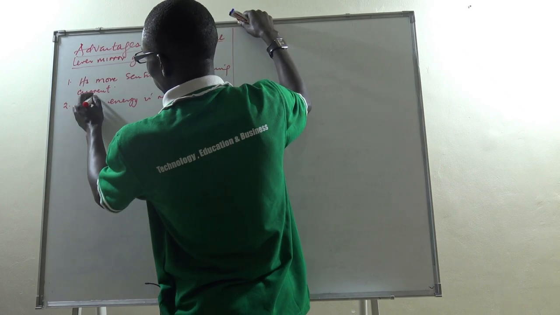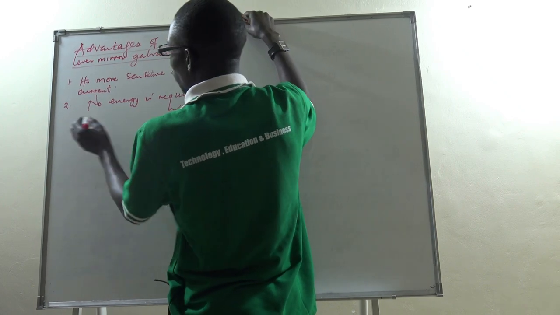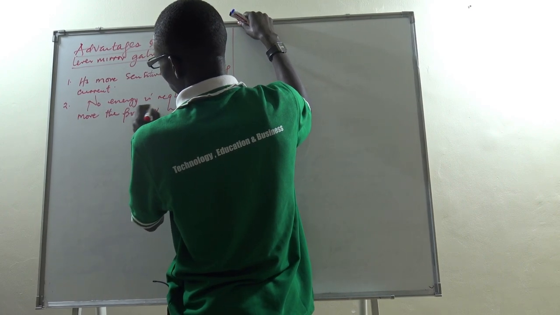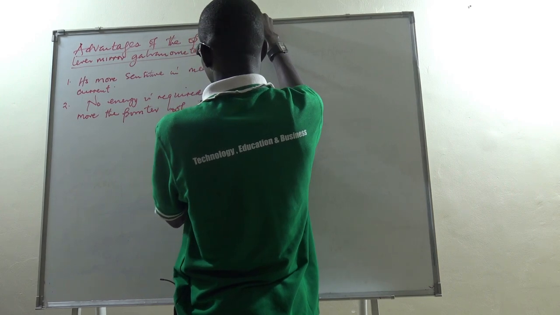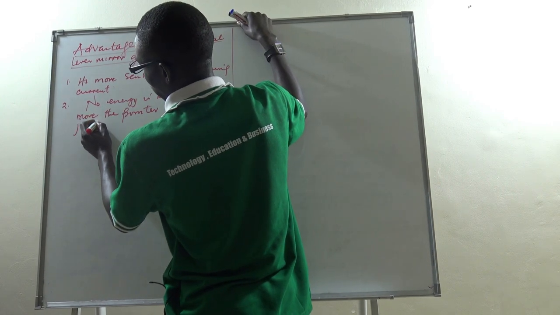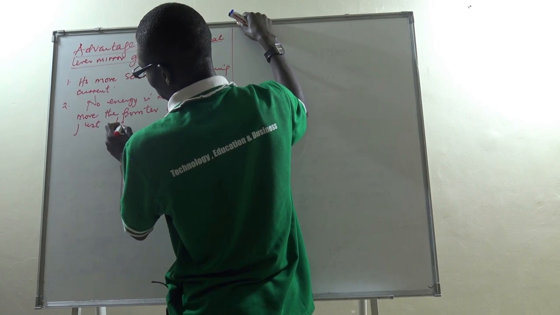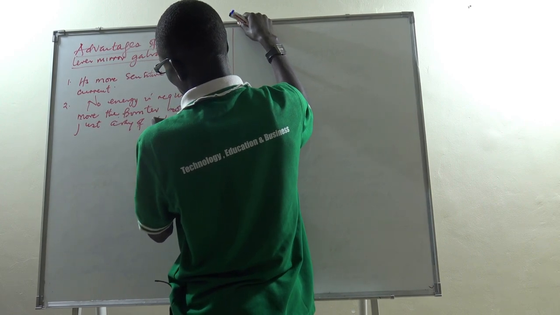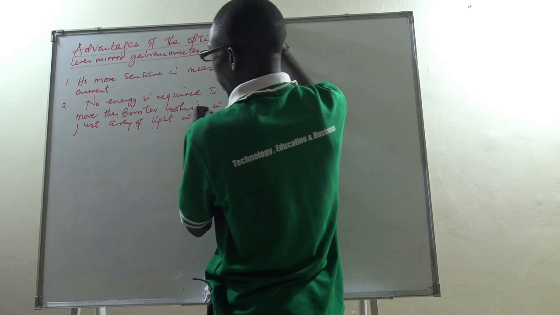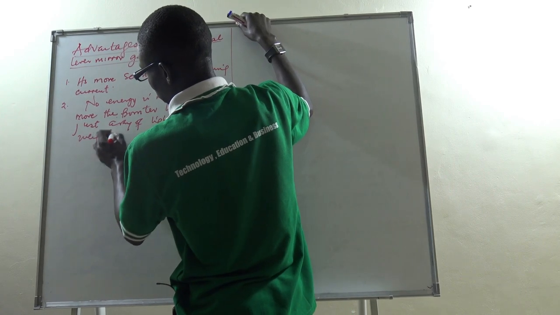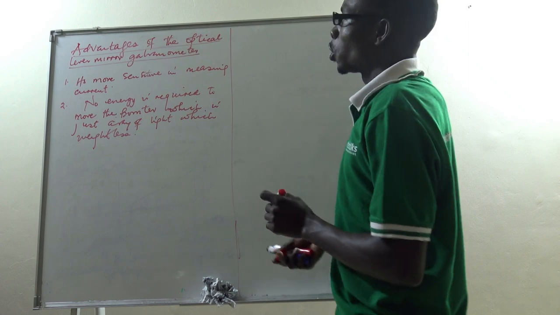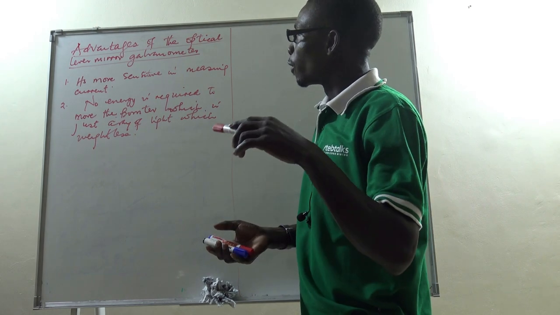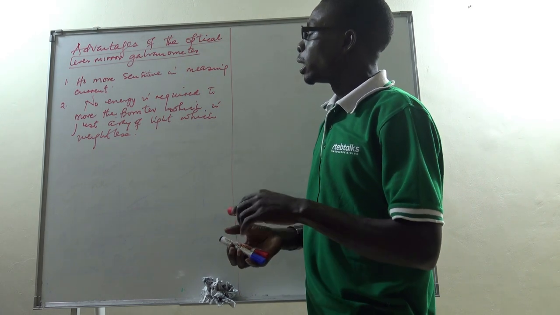No energy is required to move the pointer, which is just a ray of light, which is weightless. So those two can actually act as our advantages of using the optical river in determining current.